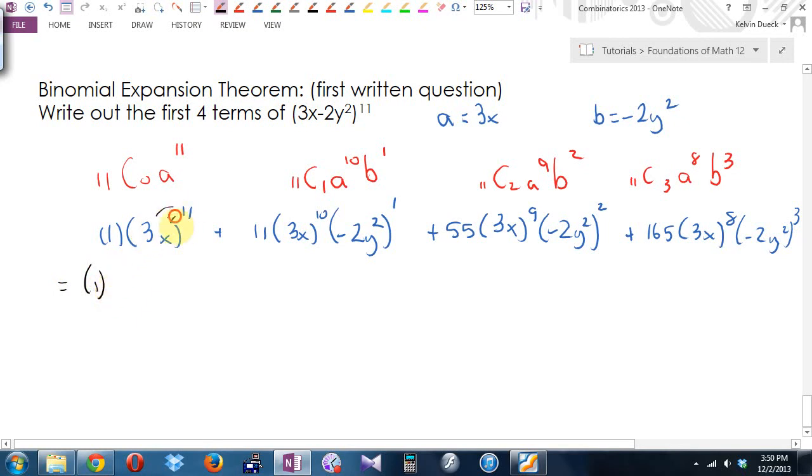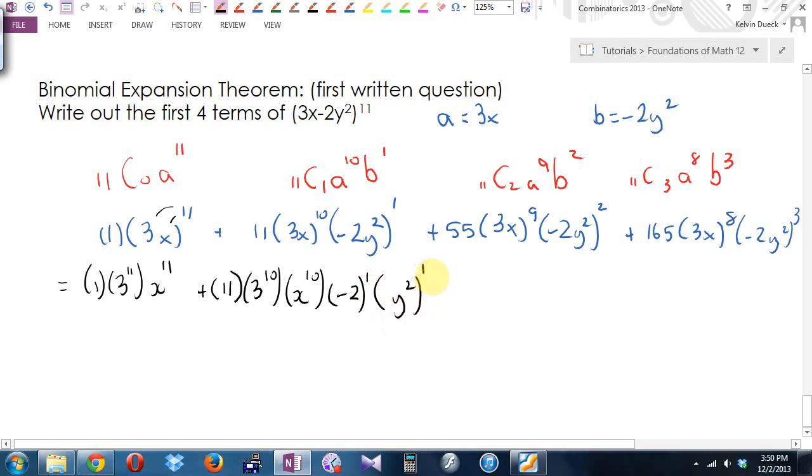I know it's going to vanish later, but that's okay. I would say, you know what? This is 3 to the 11th, x to the 11th. I skipped that step. I just distributed the exponent all in one fell swoop, and I think I lost a few of you. Some of you didn't realize the exponent goes on to everything in the brackets. Plus, the 11 drops down. It's a 3 to the 10th, an x to the 10th, a negative 2 to the 1, and a y squared to the 1. Do you see how the 1 went on everything in the brackets and the 10 went on everything in the brackets?